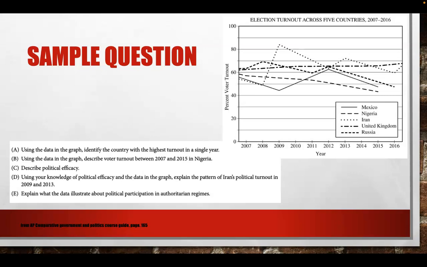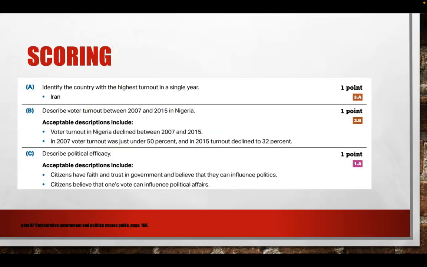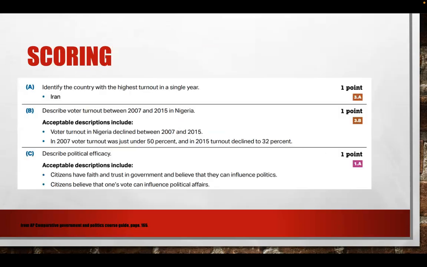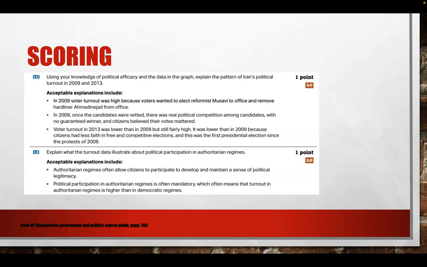Using the data, describe. If you forget what describe is, pause the video, go back to look at the command terms. Again, you can see right here, acceptable answers. You do not need to write full sentences for all of these. You simply need to answer the question. As you can see, that first question is a one-word answer. That's not going to take very long. You've got 20 minutes to do this, so make sure you're getting the easy points while you can. Again, you can pause the video, look at the different explanations of acceptable answers, and you are good to go.